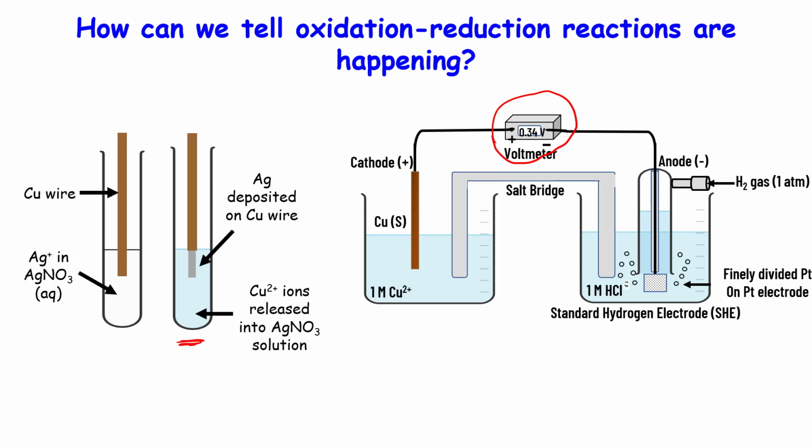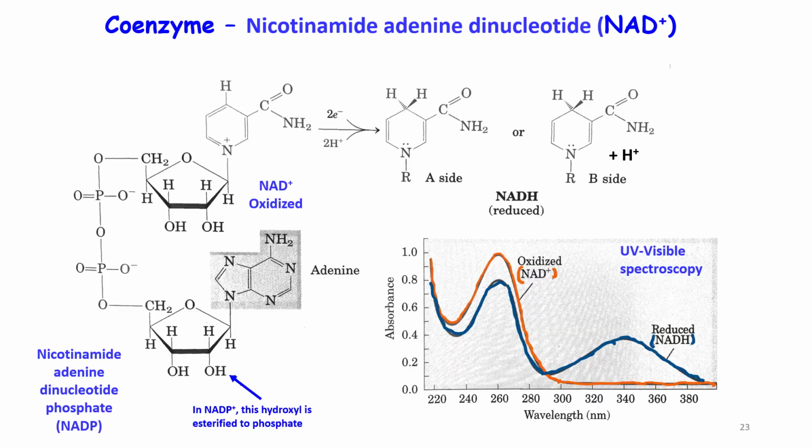So these are some methods that we can use, but there's a bunch of other methods, and we're going to talk about one method that's really useful for checking whether an oxidation reduction reaction is happening. I'm going to give you an example. So here is a coenzyme, NAD plus, and this whole structure that is shown here is NAD plus.